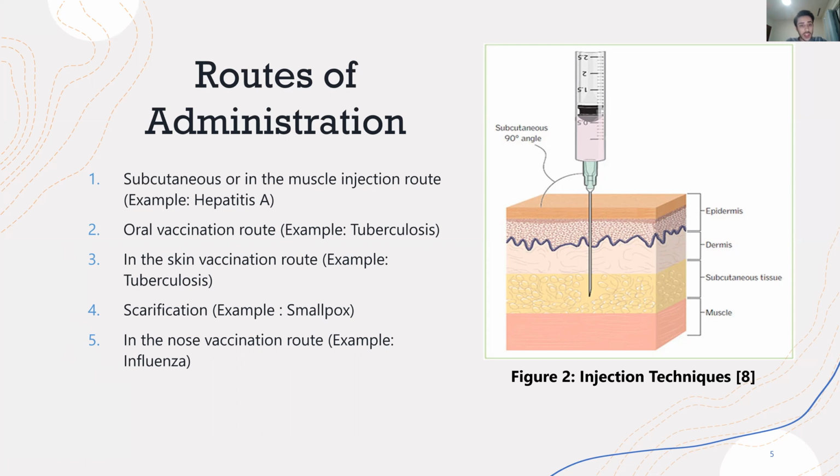Also, there's a vaccination route through the skin, which is application of the vaccine in the dermis area as shown in figure 2. For smallpox, there's a method called scarification, and it's not used anymore. So the last route of administration is through the nose, and an example would be the influenza vaccine.